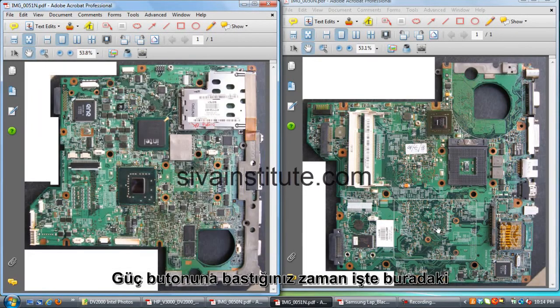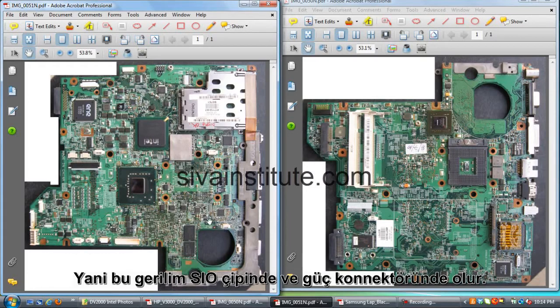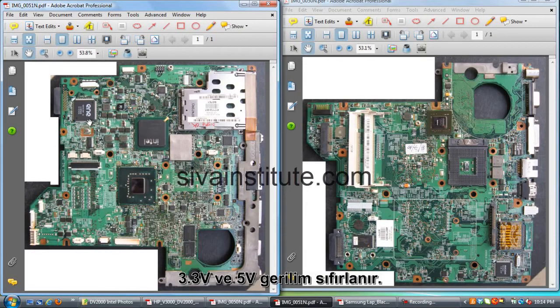See here, when you press the power button, this voltage comes to this IC. This is the IO controller. The power button is connected with this SIO chip. When you press the power button, this power pin goes to 0 volts. 3.3 volts goes to 0 volts DC. It will start this function and this suspend voltage goes to this IC.